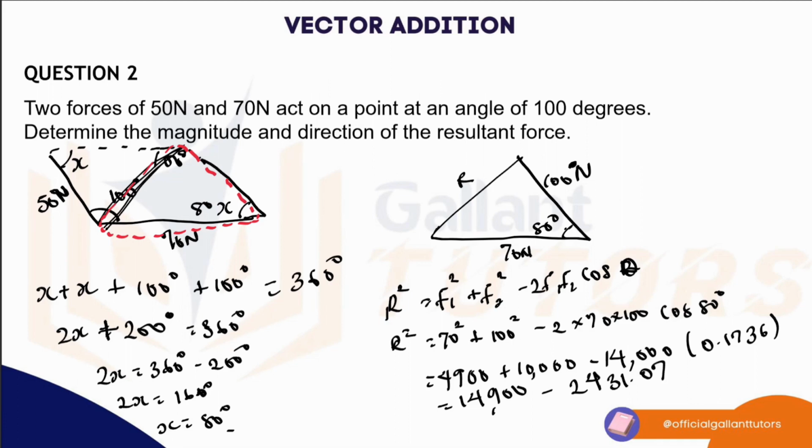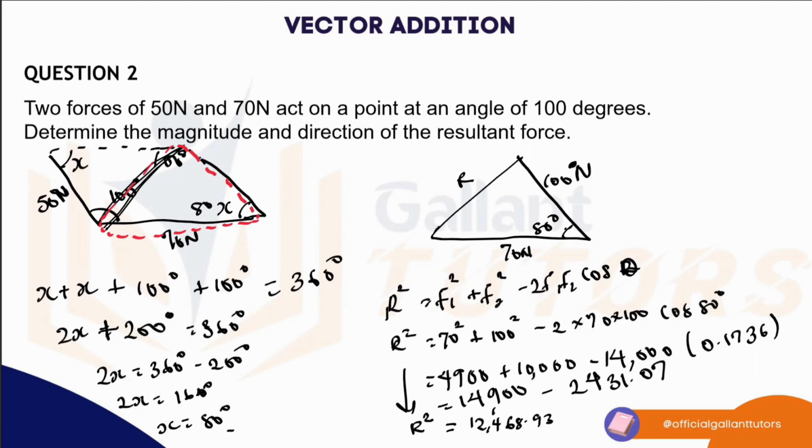Okay, subtract it. Use a calculator, or if you're smart, you can make use of your brain. So 14,900 minus 2,431.07. All right, it will give you 12,468.93. So bringing this down, we have r squared.